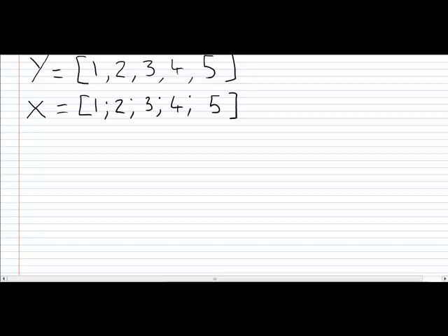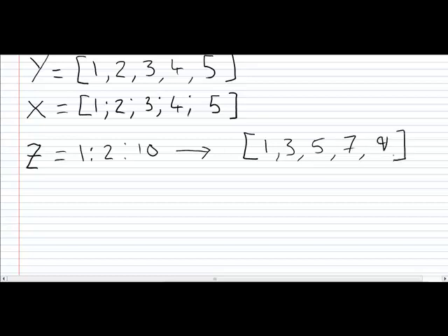But there are some built-in notation that can be useful. So for example, if we were to use the notation z is equal to 1, colon 2, colon 10, then this would create the vector in MATLAB 1, 3, 5, 7, 9. So it would start at 1 and go up in jumps of 2 until it reached the value 10. So of course it goes 1, 3, 5, 7, 9, and the next jump would take you to 11, so it stops there.